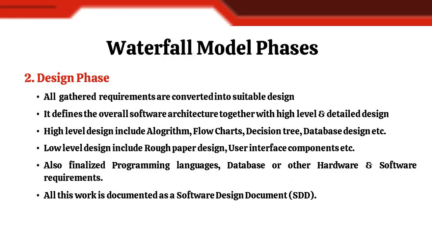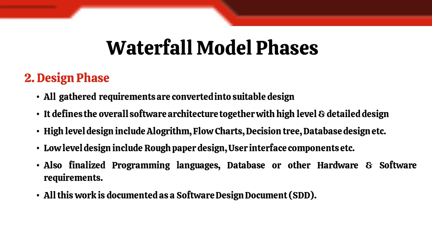The second phase of the waterfall model is the design phase. In this phase, all the requirements gathered in the first phase are converted into a suitable design for the software. The design phase defines the overall software architecture and includes both high-level and low-level design. High-level design. This includes algorithms, flowcharts, decision trees, and database design. It shows how the system will work as a whole.